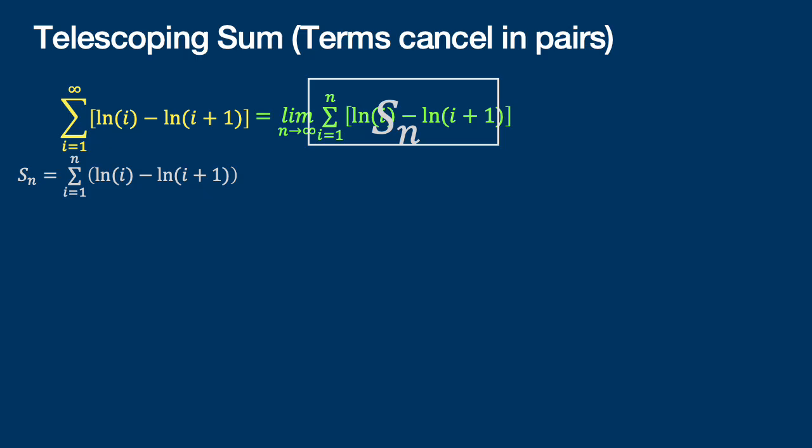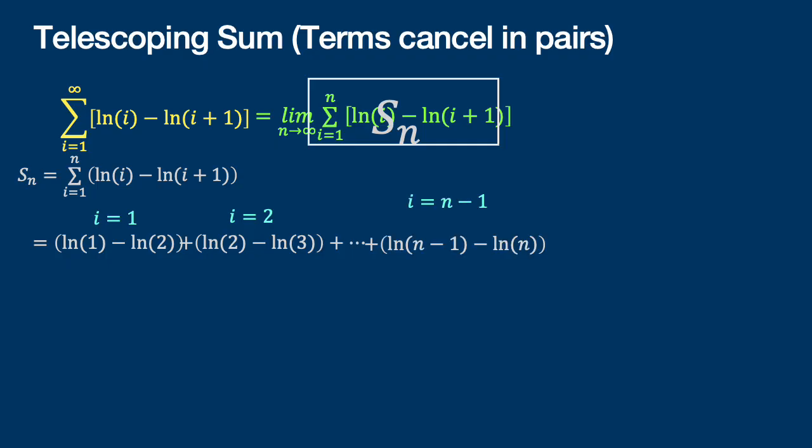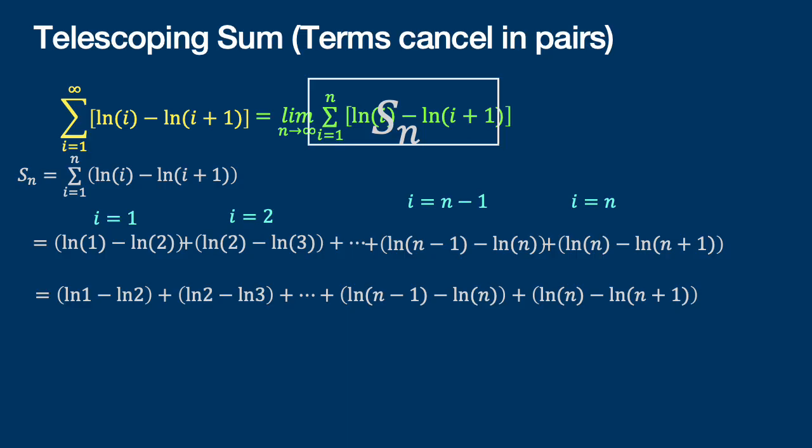Start with i equals 1. The last term is going to be n. So i equals 1: ln 1 minus ln 2. i equals 2: ln 2 minus ln 3. All the way to i equals n minus 1: ln(n-1) minus ln n. And i equals n, the last term: ln n minus ln(n+1). The middle part cancels out. Let's cancel out, guys.